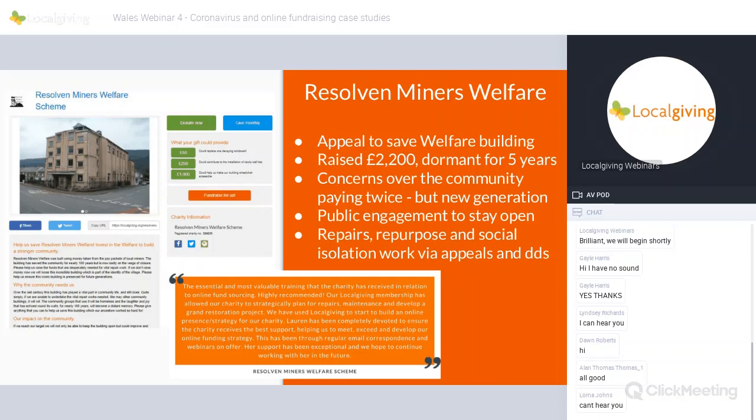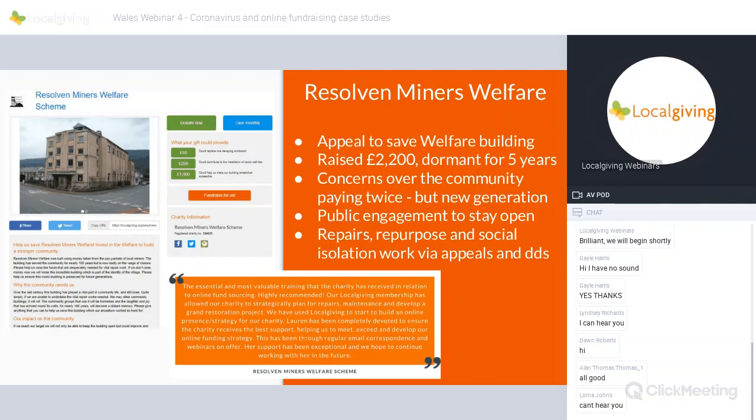As most of you will know, with miners' institutes and welfares, there is a culture that originally they were paid for out of miners' wages. So an amount would be taken on a monthly basis out of miners' wages to go straight towards their local welfare or institute. As such, there was a real concern from the charity that people would feel like they were paying for the building twice because they'd already paid for the building out of their wages originally, and now they were asking them to pay for the revamp to refit it for purpose.